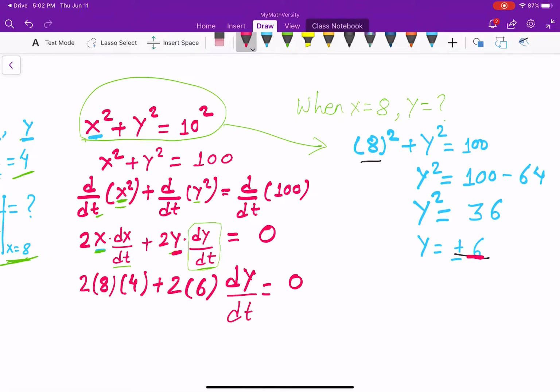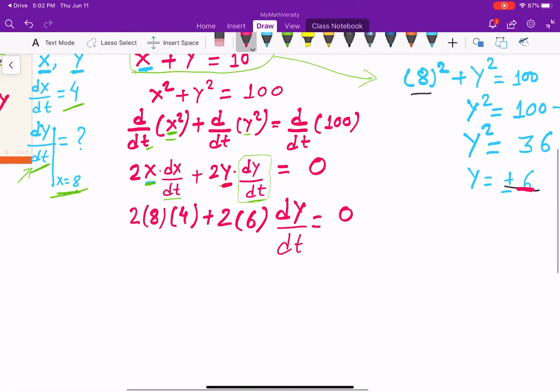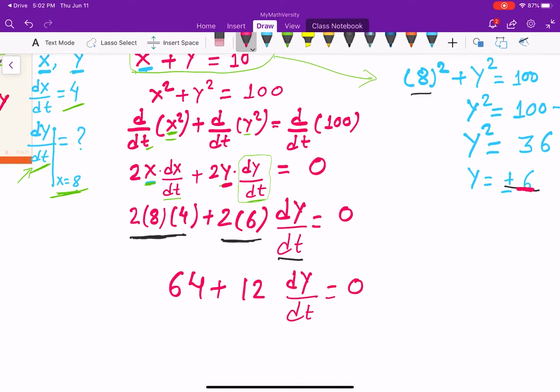Or we are almost done. Since our goal is to find the derivative of y with respect to t, some of you may realize our job is almost done, right? How can you do it? Well, we just need to simplify a little bit and then solve for the derivative of y with respect to t. So how do you solve this one? What is 2 times 8? 16. 16 times 4 will be 64, right? Plus what is 2 times 6? 2 times 6 is 12, times the derivative of y with respect to t is equal to 0.